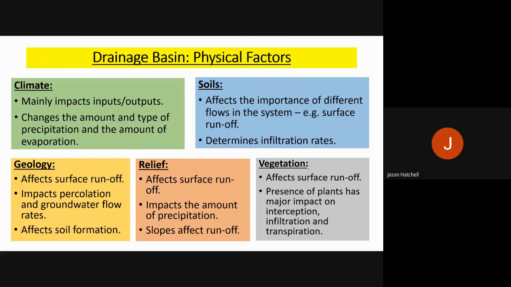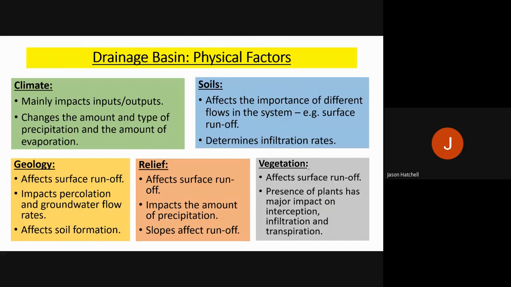We have another physical factor of relief, which means the shape of the land. That also affects surface runoff rates. So obviously a more sloping landscape will see higher surface runoff. A less sloping landscape would see less surface runoff. The relief also affects the amount of precipitation. Obviously, a mountainous area receives more rainfall than a flat land area. And as I said, the slope affects the runoff dramatically as well.